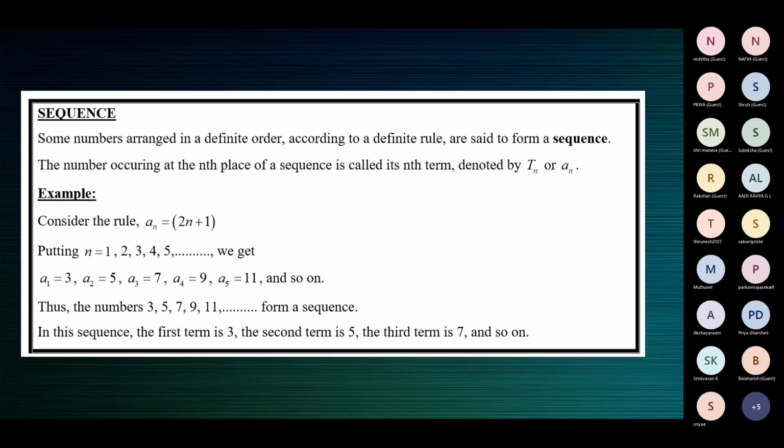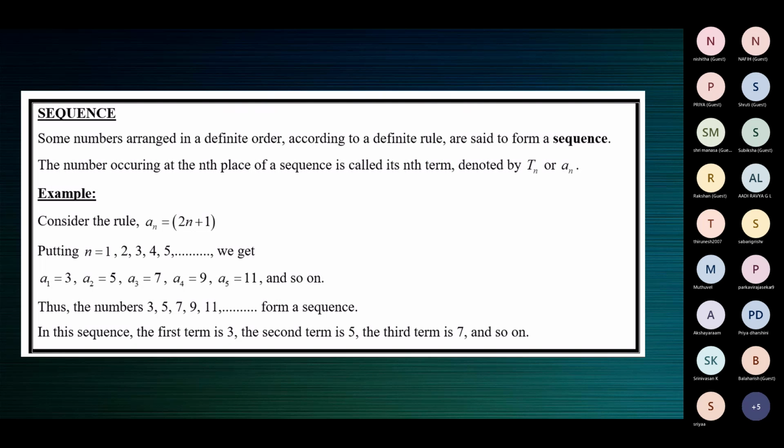So some numbers arranged in a definite order according to a definite rule are said to form a sequence. The number occurring at the nth place need not be the last place of the sequence. Supposing the sequence has 1000 numbers, the number in the 500th position can also be called the nth place. If you don't know which position you're talking about, then we say the nth position or the nth place. The number occurring at the nth place of a sequence is called its nth term, denoted by Tn or An.